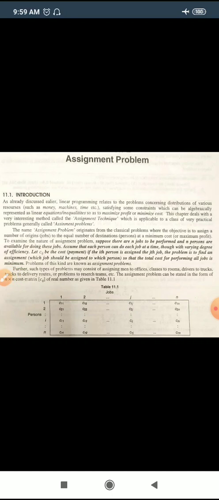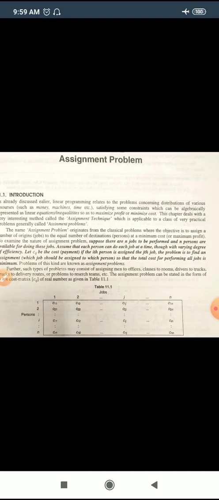In the earlier lecture we already discussed the linear programming problem. In a linear programming problem we have some constraints with a non-negativity condition, and we optimize the objective function, that is, maximize the profit or minimize the cost. But in this chapter we deal with a very interesting method called the assignment technique, which is applicable to a class of very practical problems generally called the assignment problem.